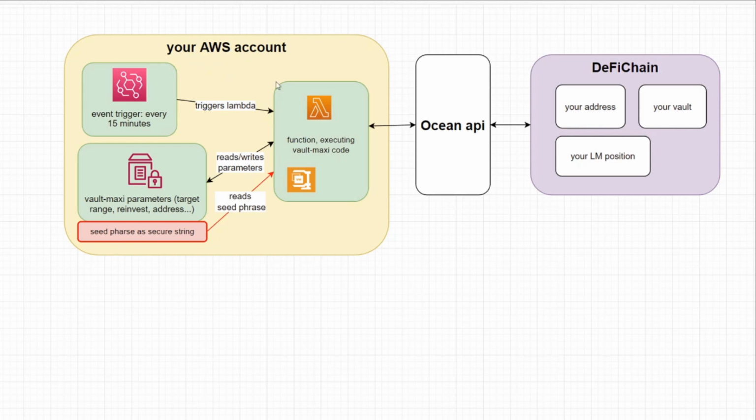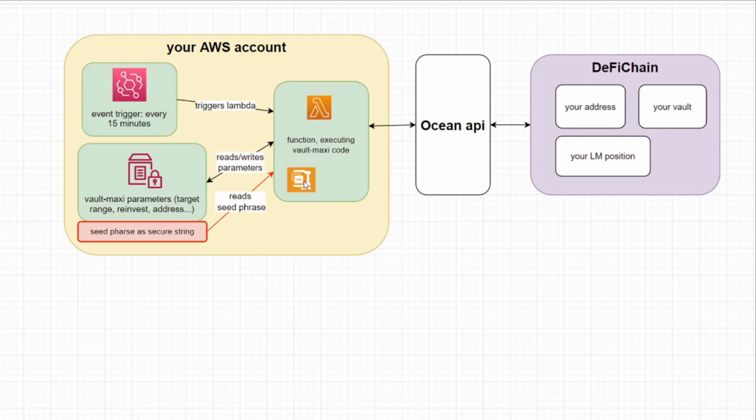In the AWS account, you now have this Lambda function, which is a serverless function. It's just the code of the Vault-Maxi, and it can get executed. So you just take care of the code. The whole infrastructure, the whole hardware, operating system, internet, and electricity and everything is managed by AWS. So they make sure that there is some environment where your code can run, and they make sure that this runs, and you just provide the code.